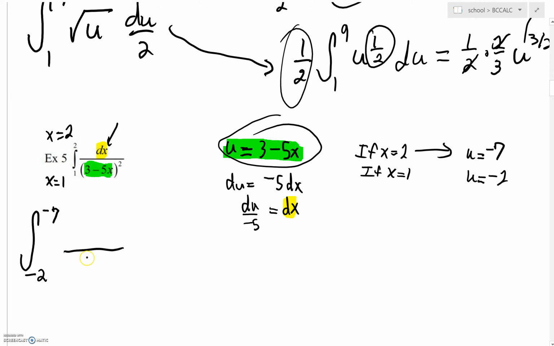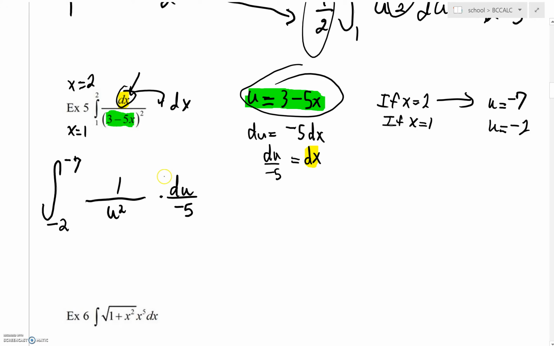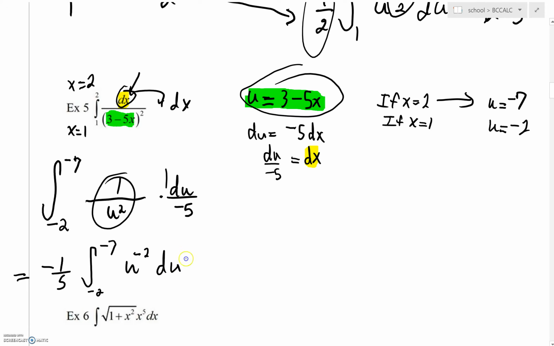Down below, I'm going to have u squared. This dx, I'm going to move over to the side, and then I can quickly see that we have a du all over negative 5. Well, as we try to clean this up, I'm going to factor out a negative 1/5, and we can go from negative 2 to negative 7. While we're at it, I think I'll write this as u to the negative 2.